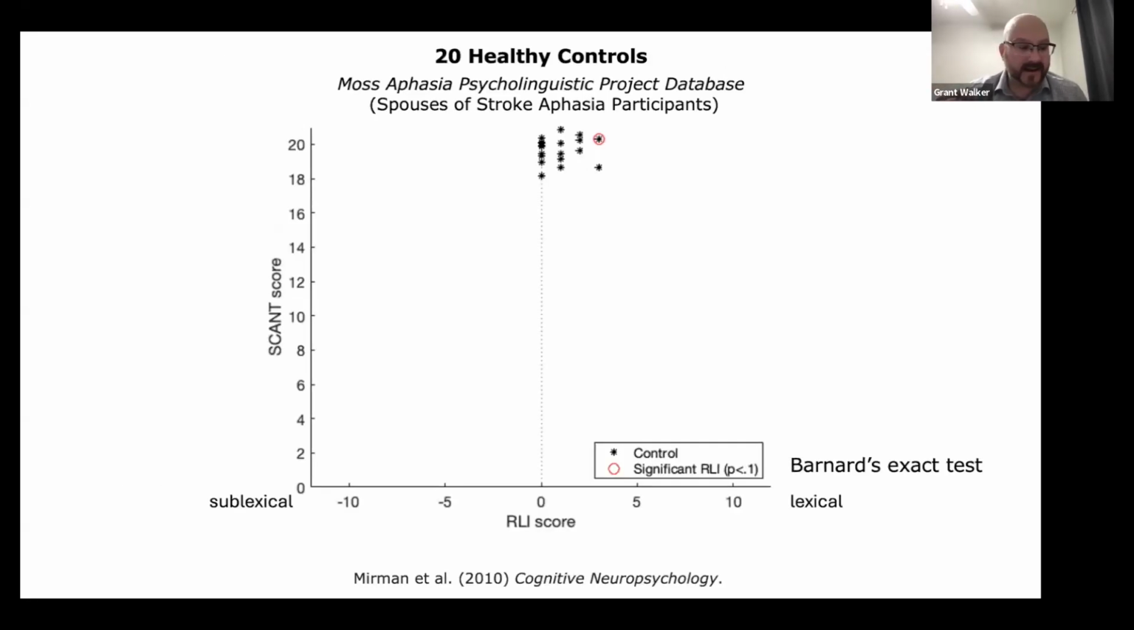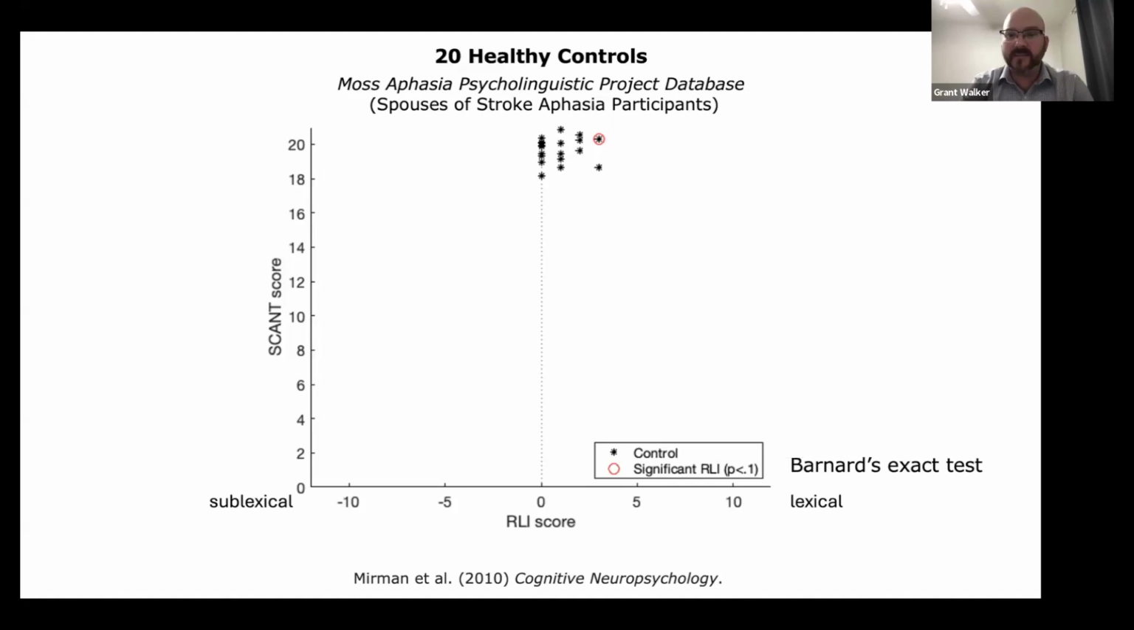And to give us a sense of how to interpret some of these scores, here's some data from 20 healthy controls. This is from the Moss Aphasia Psycholinguistic Project database. These are spouses of stroke aphasia participants. They are nominally healthy.